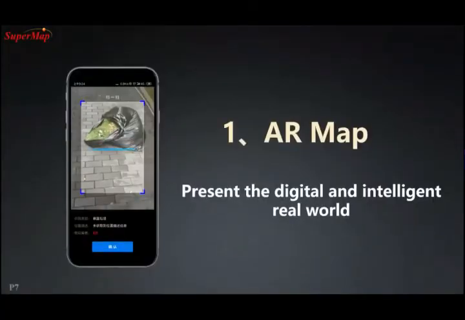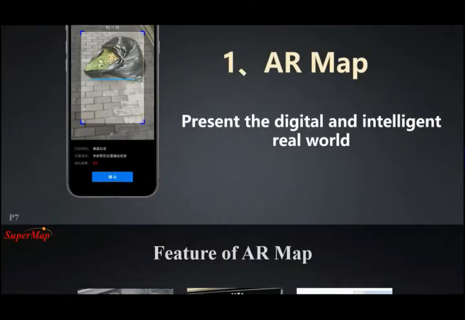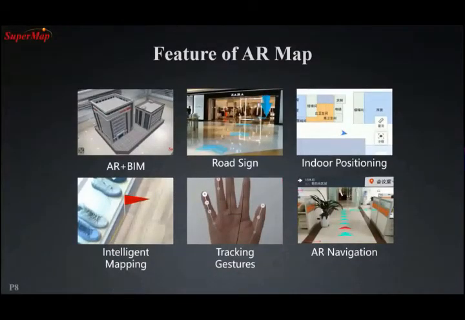For the AR map, you can use your mobile to capture some video, and it can identify some objects. This is an example, like you can also use it for indoor navigation. Later, our colleague will also show you this function and some details.